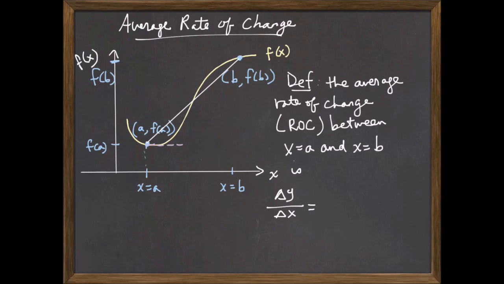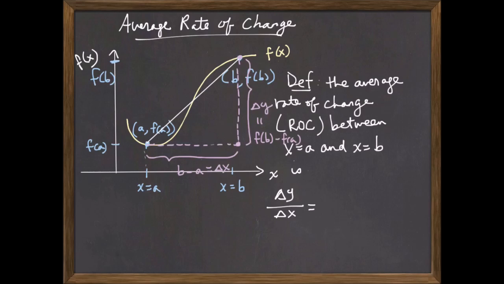If we draw a horizontal line from the point a, f of a to reach the x value b here, and then continue on with the vertical line, then the distance between the point x equals a to x equals b over here is given by b minus a, and that is also called the change in x, delta x. The distance between this point and this point is known as the change in y, which is measured by f of b minus f of a.